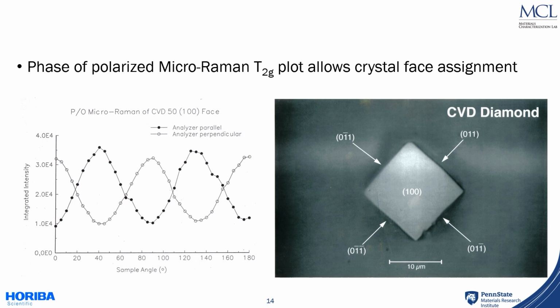you can then work back to what the crystal faces of this sample must have been. So here we can see that, for instance, the top left here is the 0, 1, 1 face of the diamond. So you can determine crystal orientation through Raman by these polarizability tensors. The more complicated the symmetry of your sample is, the more complicated the polarizability tensor is.